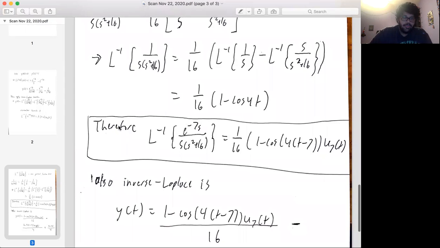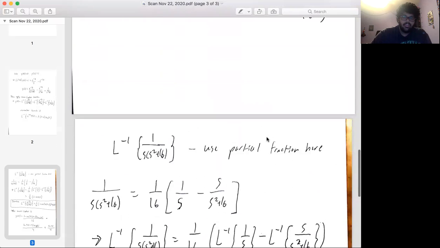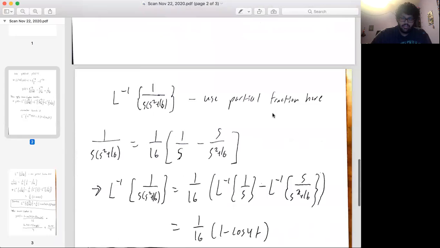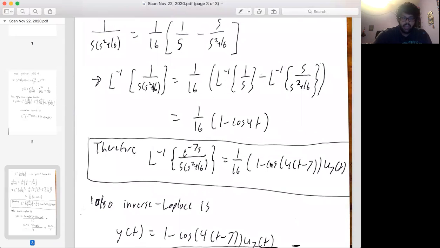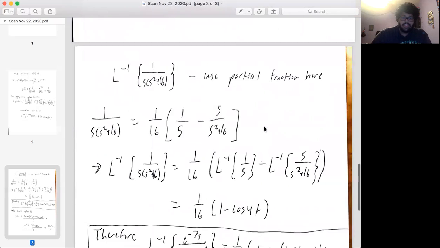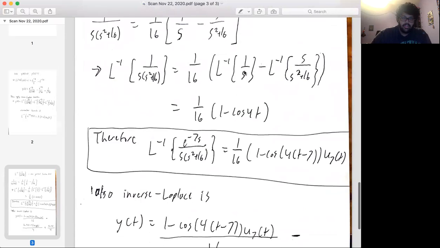So with that, you have the inverse Laplace of e^(-7s)/(s(s² + 16)) equals 1/16, again from that partial fraction that we did, times (1 - cos 4(t - 7)) u_7(t). Remember, that part is what we got in the formula. That's how we're going to use that formula. So you're basically just plugging 1/16 times (1 - cos 4t) into that equation over here.